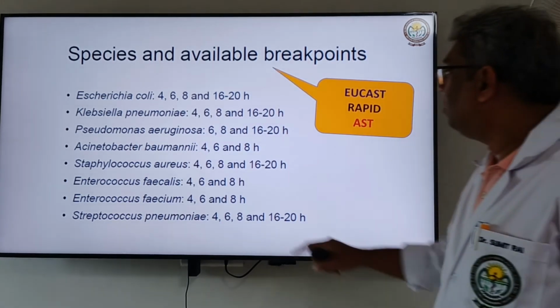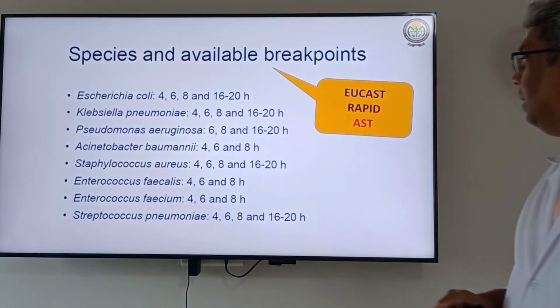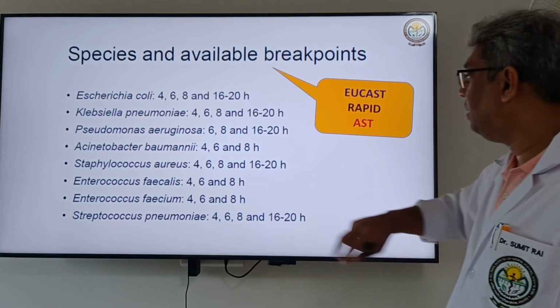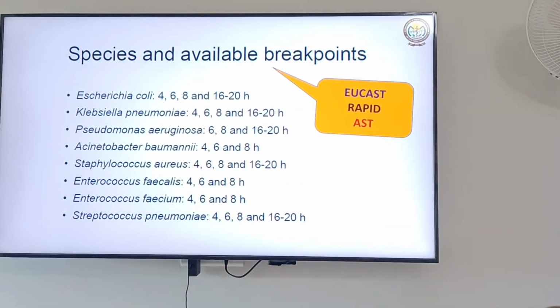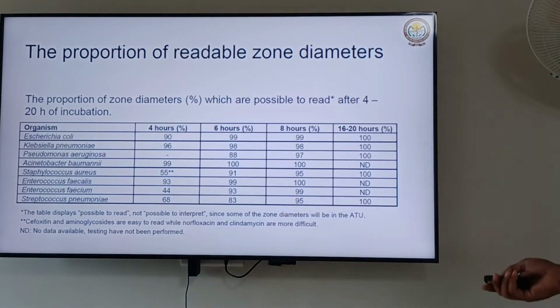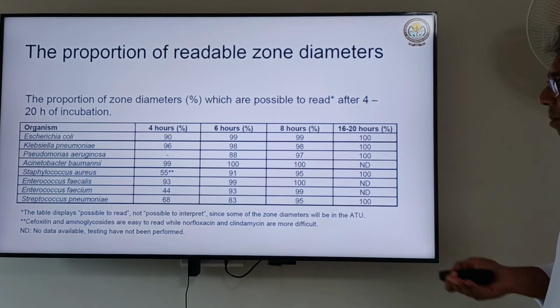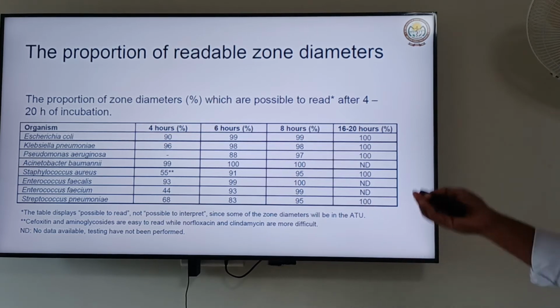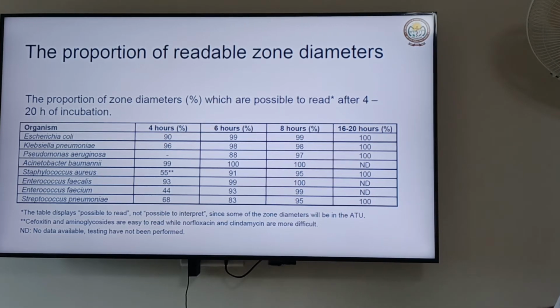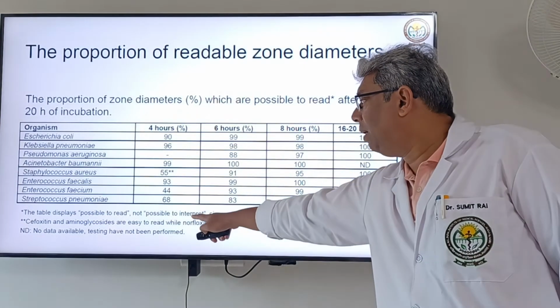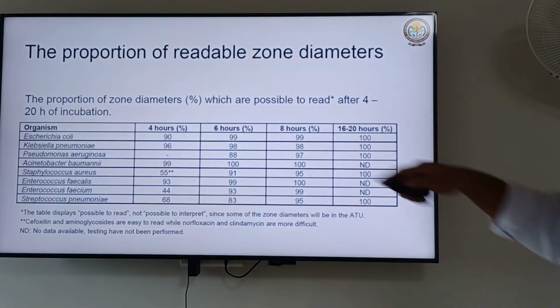So as you can see, Pseudomonas you cannot read at 4 hours. At the same time, Acinetobacter has not been established at 16 to 20 hours. Same goes for Enterococcus faecalis and Enterococcus faecium also. Some are established, some are not established. The reason may be that bacterial growth is different, or the bacteria respond differently on the medium in all these cases. Now this is a proportion of the readable zones. This is a readable zone, not interpretable zones. You see, these are readable zones.